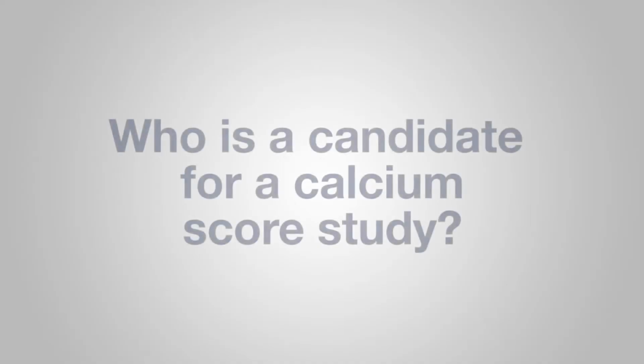A calcium score is a CT scan that we do without contrast. It measures the calcium that's deposited in your coronary arteries. It's a quick test, relatively fast, only about 5 to 10 minutes, start to finish. And it doesn't require any IV dye, so there's no need for a peripheral IV to be placed.